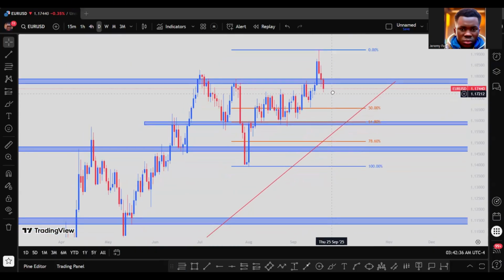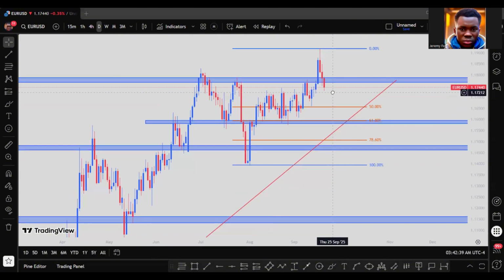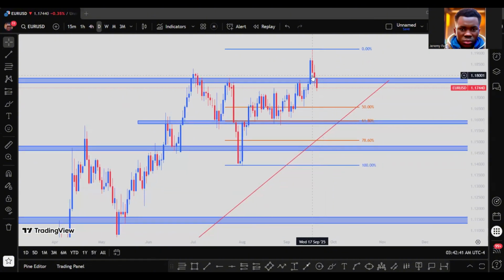So if EURUSD wants to continue moving back to the upside, I'm expecting a further drop back into this level here, this daily level, and back into this Fibonacci level. This might still be a touch of this trend line. So I might be expecting a movement back to the downside, back into this key level and also this Fibonacci level before price continues moving back to the upside.